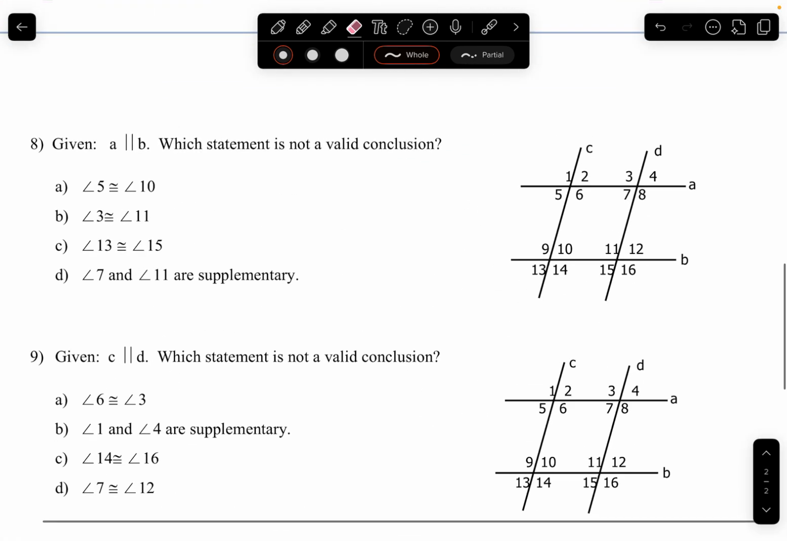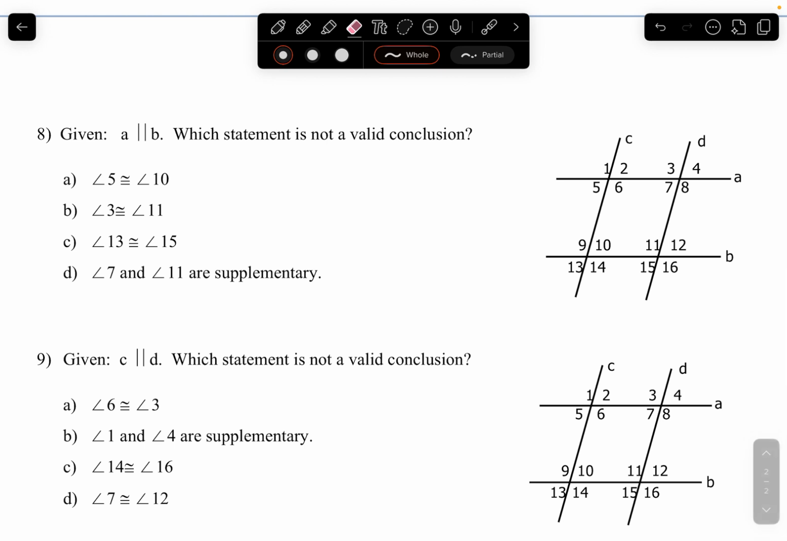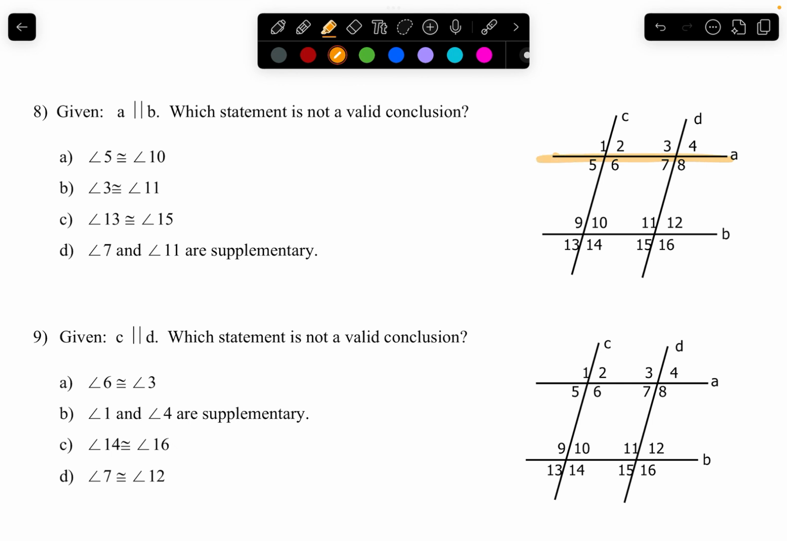All right, what we're going to do is we're going to be given information, and we have to determine which statement is not a valid conclusion. So right now, I am being told that line A is parallel to line B. I do not know if C and D are parallel. So what I need to do is look at these and figure out which one of these statements is not a valid conclusion. Okay, 5 and 10. If I look at angle 5 and angle 10, they share line C, which means that A and B has to be parallel. So this is a true statement, so it's not what I'm looking for. Because remember, I'm looking for the statement that is not a valid conclusion.